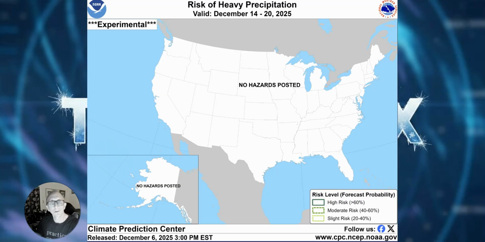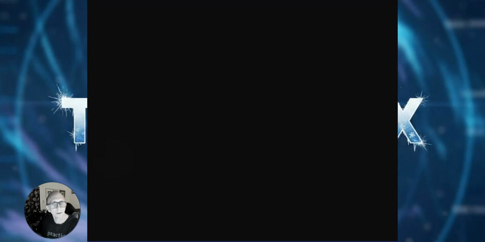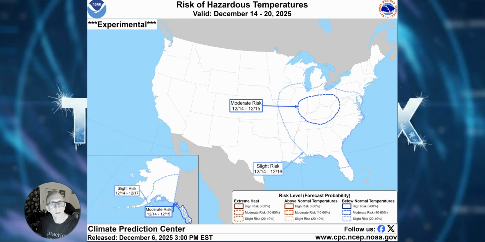Risk of heavy precip here, December 14th through the 20th, 2025. Nothing on the books here, but that could change. Risk of heavy snow possible here in the Northwest, Idaho, Washington State, Montana. Risk of high winds, the 15th and 16th here. And these hazardous temperatures, we talked about this, moderate risk in that area and slight risk on the 14th, 15th, and 14th through 16th.